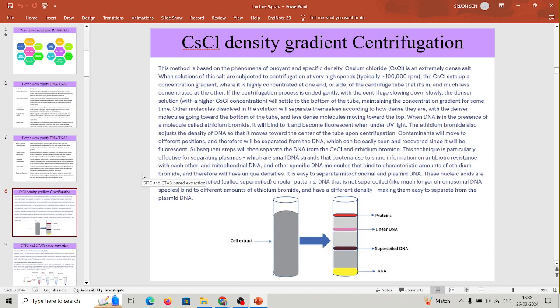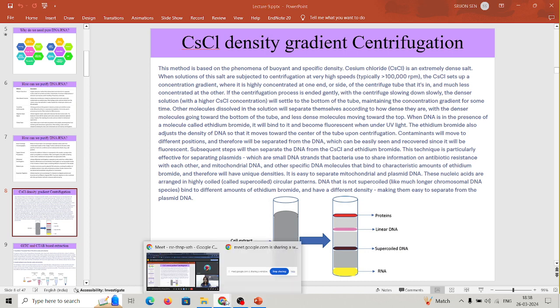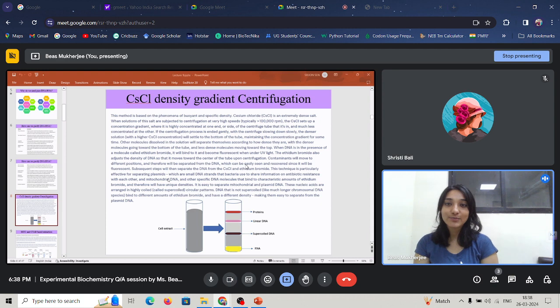So there is cesium chloride density gradient centrifugation. This is also called isopycnic centrifugation. If this reminds you of picnic, that is good. So what happens in isopycnic centrifugation? Here, this method is based on the phenomenon of buoyant and specific density.